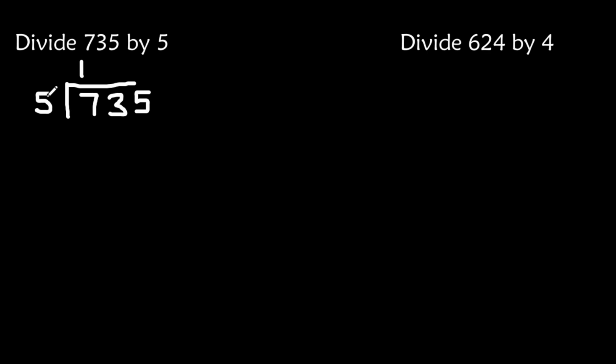And then the next thing we do, we multiply. So if we multiply this, we'll have 5. And then let's subtract this. So if we subtract this, 7 minus 5 would give us 2. And then we'll bring down 3.